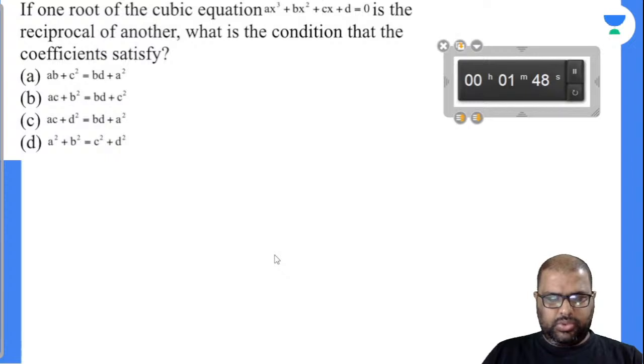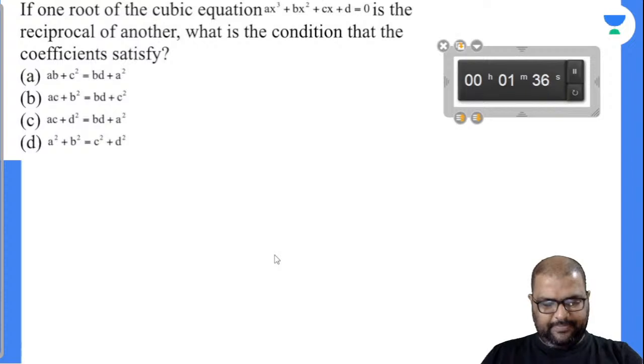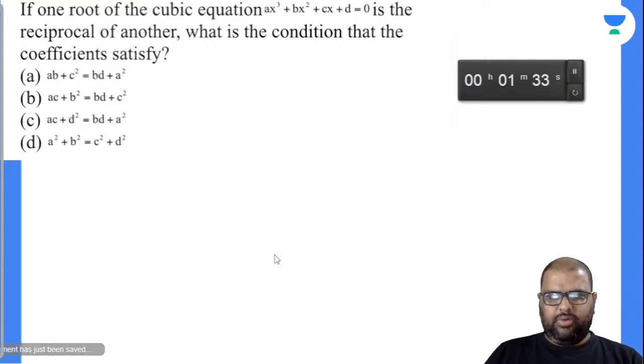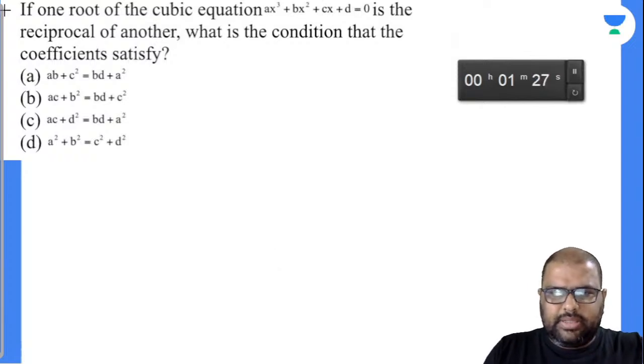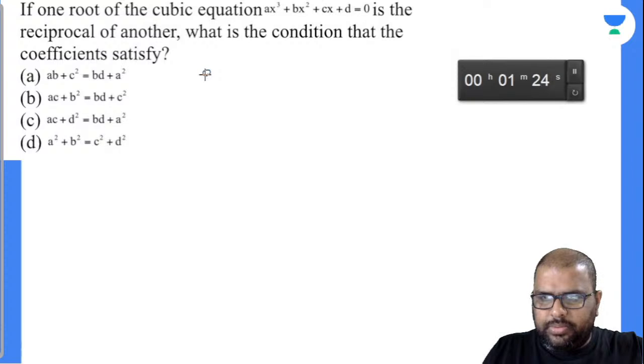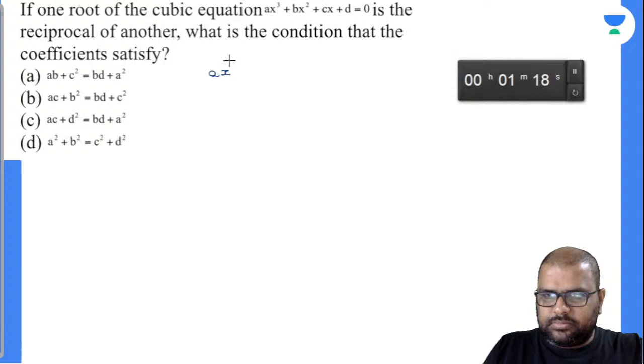If one of the roots of the cubic equation ax cube plus bx square plus cx plus d is equal to 0 is the reciprocal of another. Of course, for a cubic equation, there will be 3 roots. Everybody knows about that. One root is the reciprocal of the other, it seems. So try to solve this. For those who cannot see the equation, I'll write it down here: ax cube plus bx square plus cx plus d is equal to 0. This is the equation.